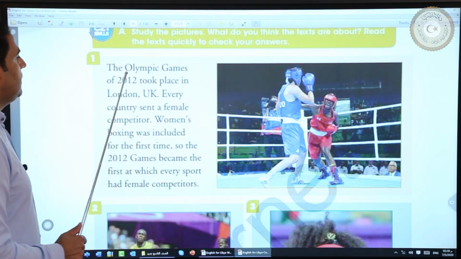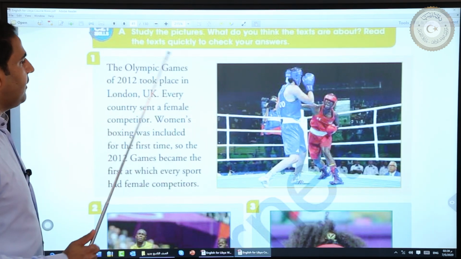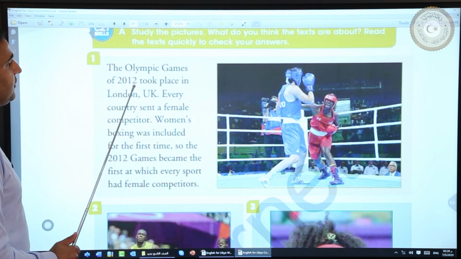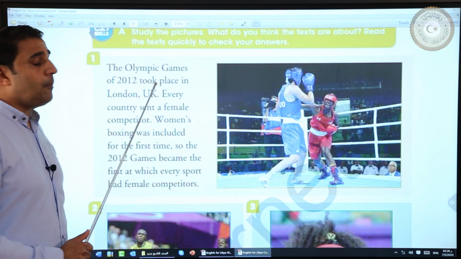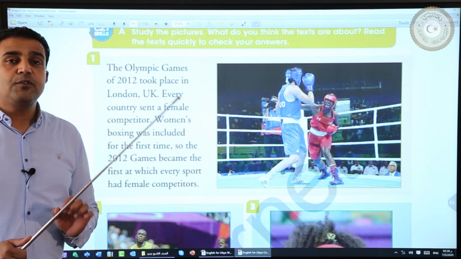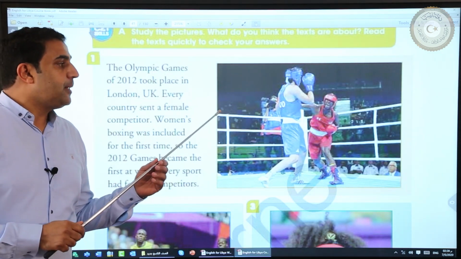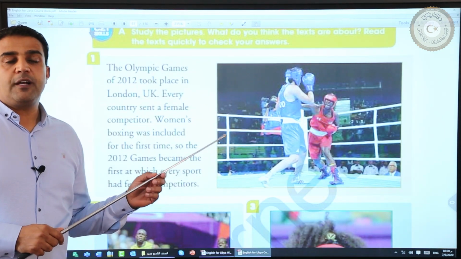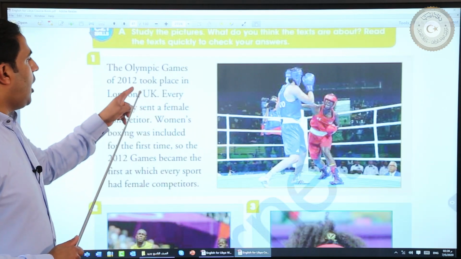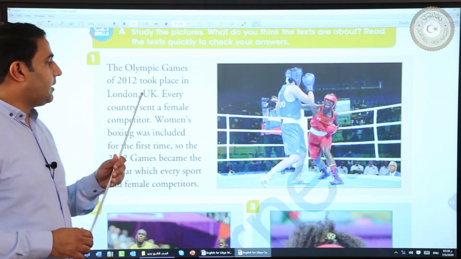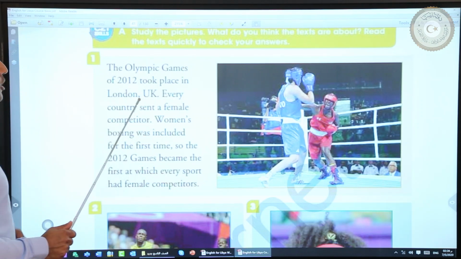Yes, that's right. The Olympic Games, Al-Alab Al-Olympiyya. The Olympic Games of 2012 took place. Took place is a phrase used to refer to the place where the players play the game. عقدت, or أقيمت. Yes, excellent. So, took place means أقيمت in London, UK.